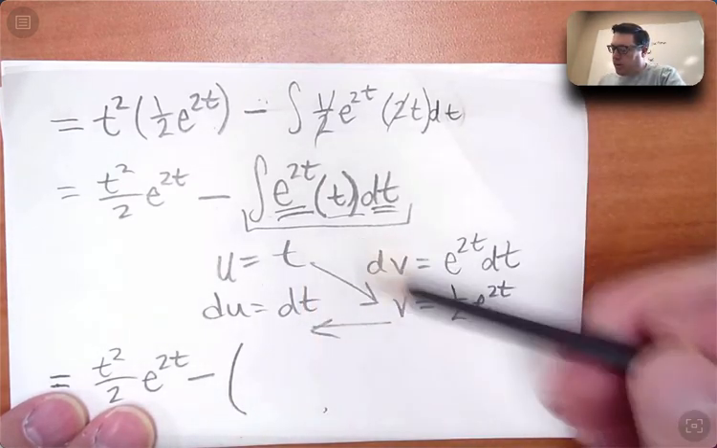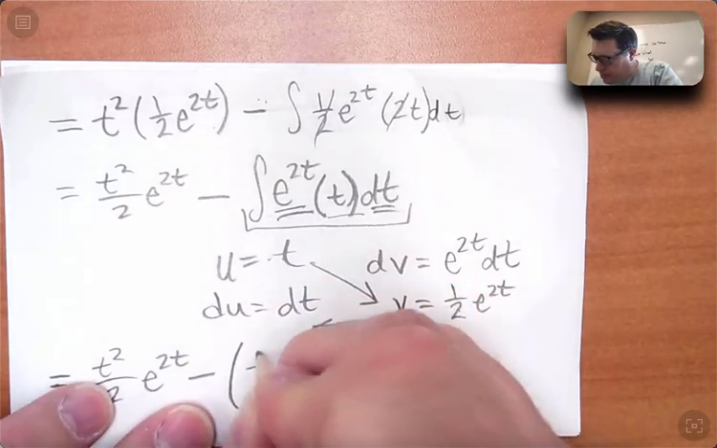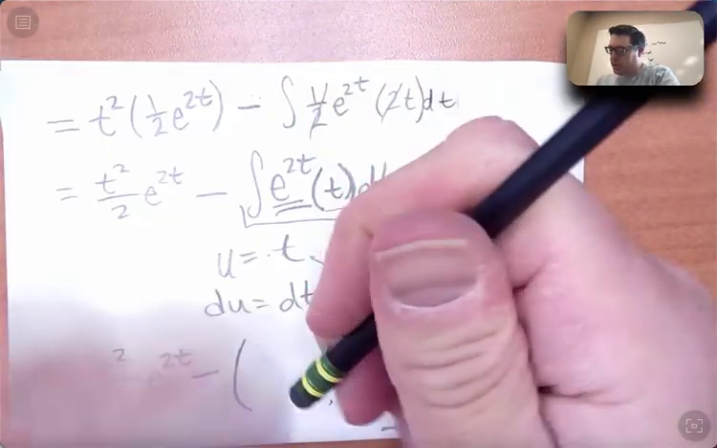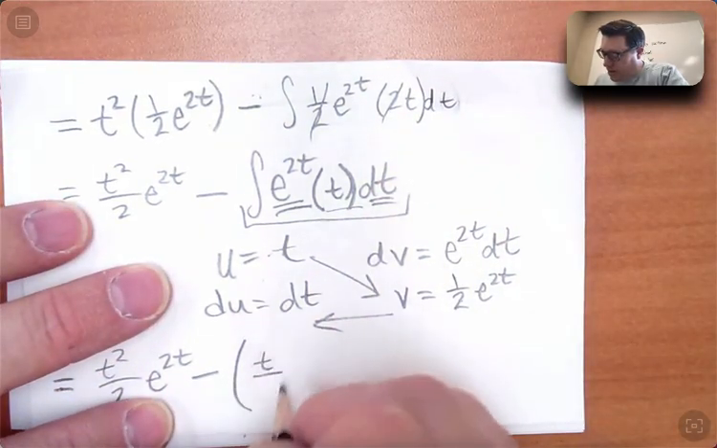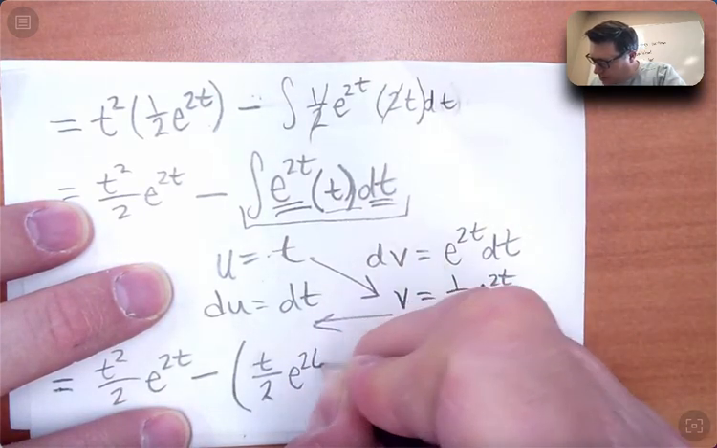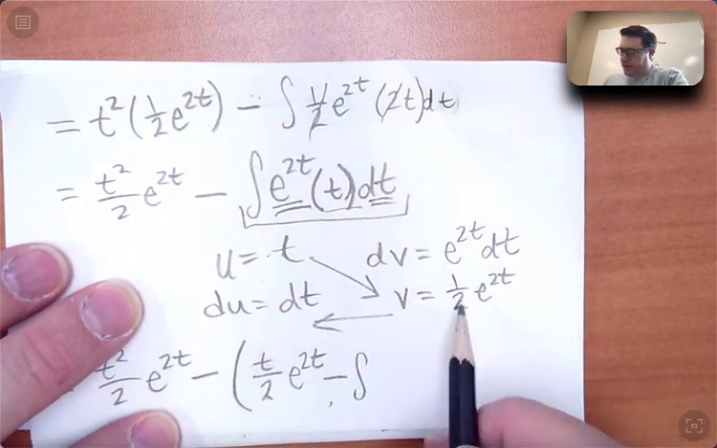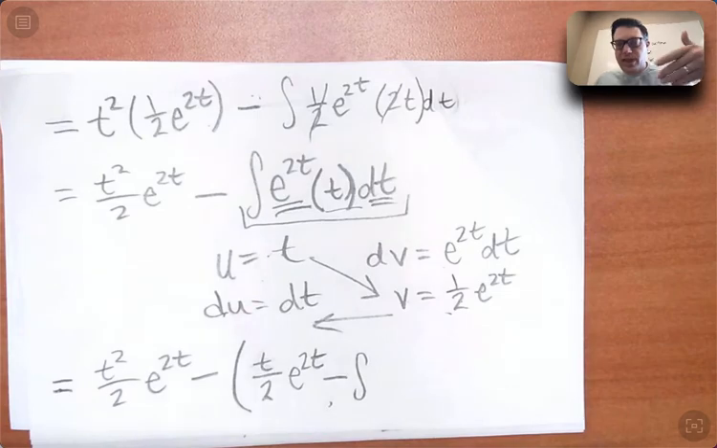So in this problem, v would be t times 1/2 times e to the 2t. I can write a t that doesn't look ridiculous, or very, very annoying. Okay, minus the integral of v du. So du is dt directly, and we want that to happen.